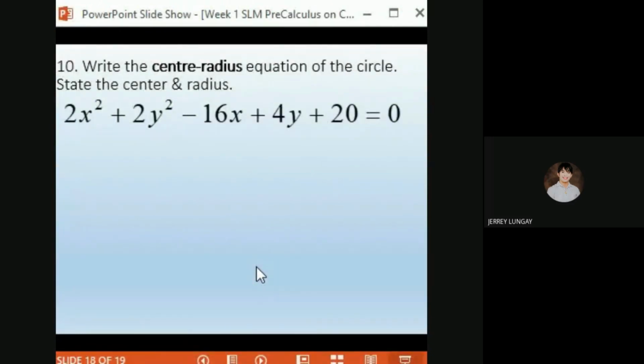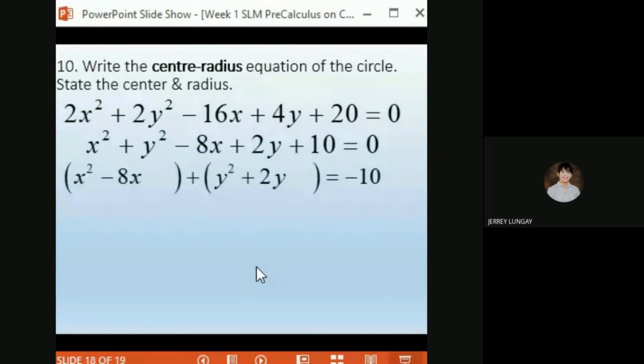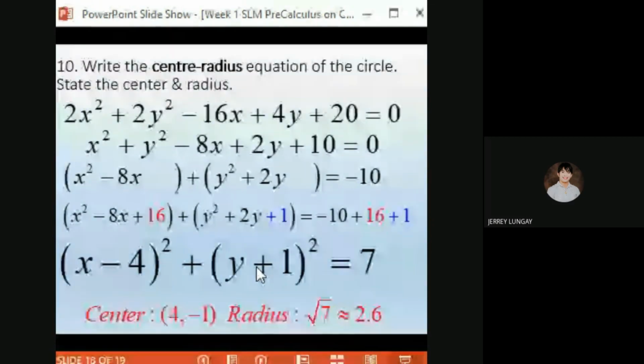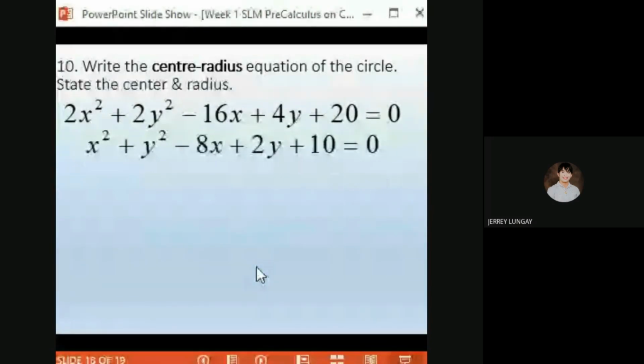So, number 10. Let's proceed. Example number 10. First, we will combine that one. So, x squared plus y squared minus 8x plus 2y plus 10 equals 20. I-simplify na ako kay factorable man siya. It can be factored by 2. The common factor is 2.